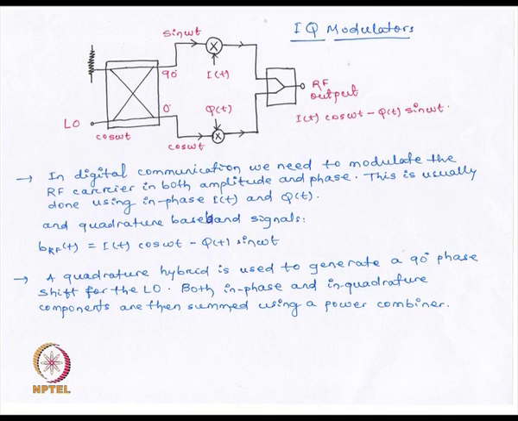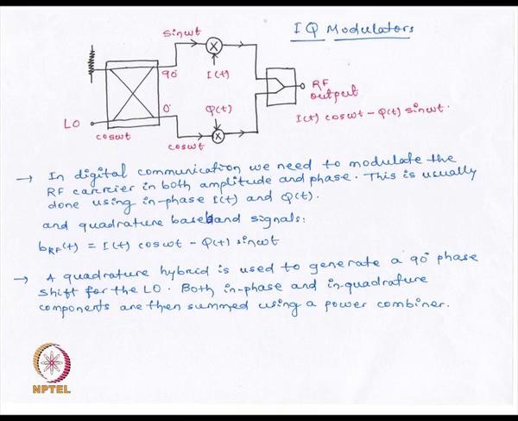So, assume this is an LO or local oscillator source connected to the input port of a coupler. At the coupled port, there will be a 90 degree phase shift with respect to the through port, and this in turn will be multiplied with these I and Q signals, which are baseband signals. Then when they are passed through what we call a combiner, which is nothing but a power divider in reverse, we will get the combined signal, which is a frequency modulated signal.